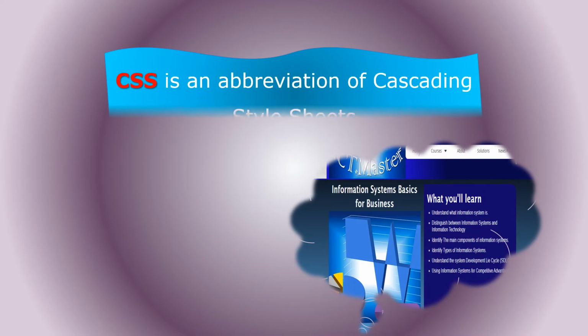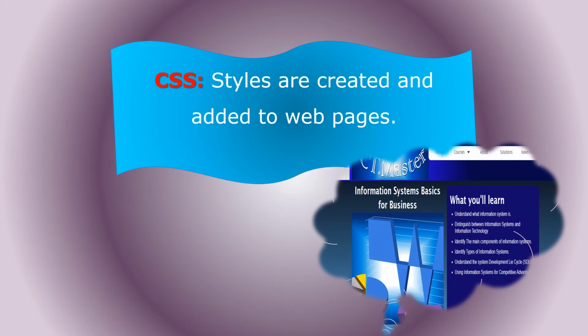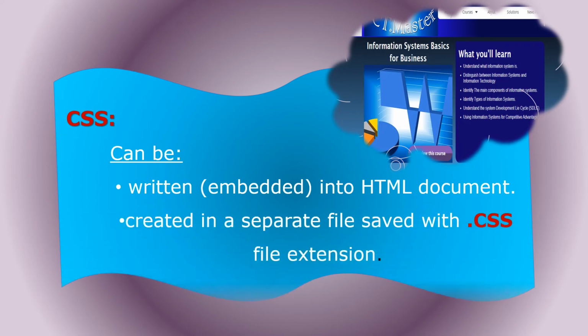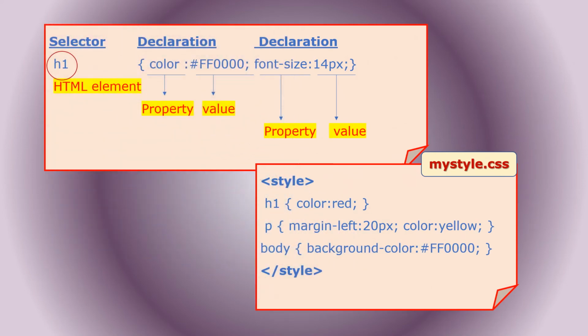CSS is an abbreviation of Cascading Style Sheets, another text-based language, where styles are created and added to web pages. Styles can be written or embedded into an HTML document, but are usually created in a separate file saved with a .css file extension. Style sheet is then attached to a web page. This makes all pages of the website have a similar appearance with the same font styles and color schemes.